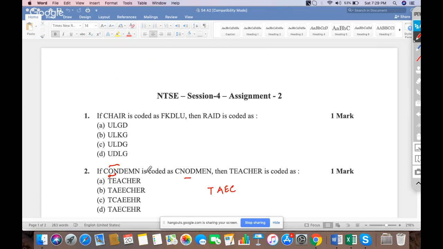So the answer for question number 2 would be, because it's a 7-letter word, we will have to check how HER needs to be converted. So for HER to be converted, as all of you have told, it will be written as EHR. So option D would be the answer.